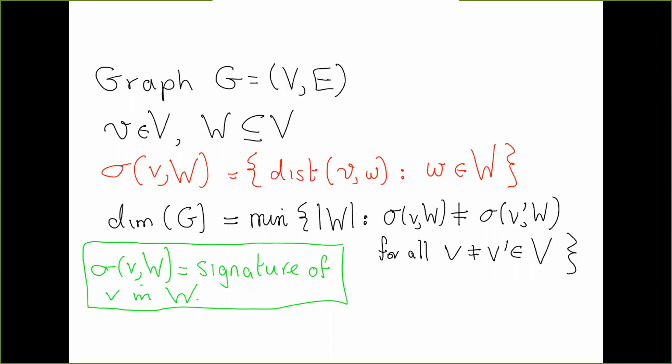So this is probably a game version of the dimension. The dimension of a graph, I think they call it the metric dimension, is the smallest size of a set such that you can use that set to identify a particular vertex. In other words, it's the smallest set size so that you can find a set W such that every vertex has a different signature.